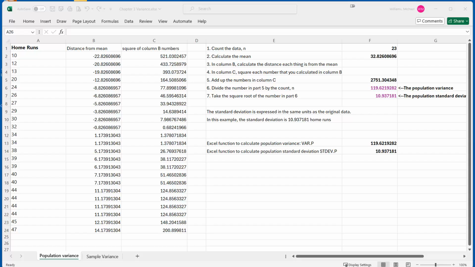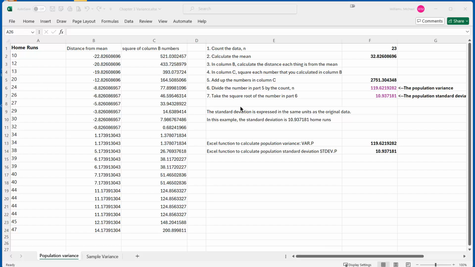I was going to do all this in one video, but the first video was already 30 minutes, so I thought I'd break it into 2 videos. I hope you watched the first video. In the first video, this is what we did here, right? We calculated the population variance and the population standard deviation for Hank Aaron's home runs.